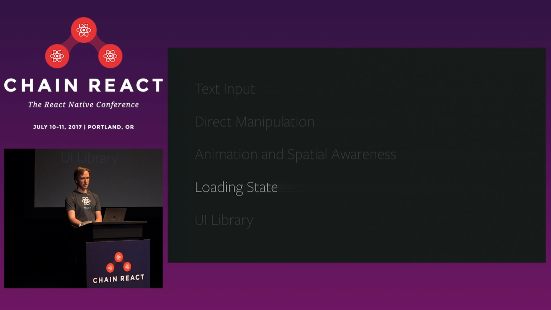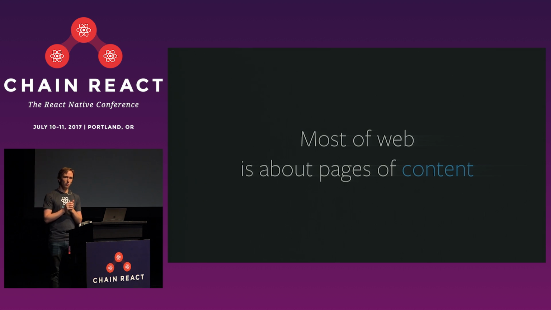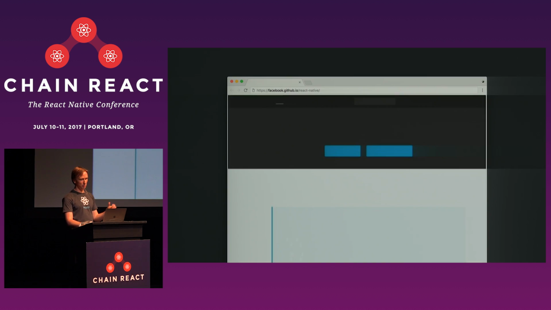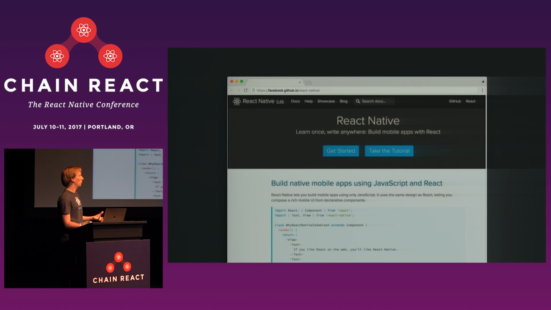Next up, loading state. So web is mostly about the pages of content. This is React Native web documentation page, and I'm just gonna start loading it. So I hit enter in the URL bar. I see something coming up on the screen, and then icons load, fonts load, some more content loads. And it feels okay. Like for the web, it's great. It's just normal. It matches your expectations of web. However, on mobile, it's more nuanced.